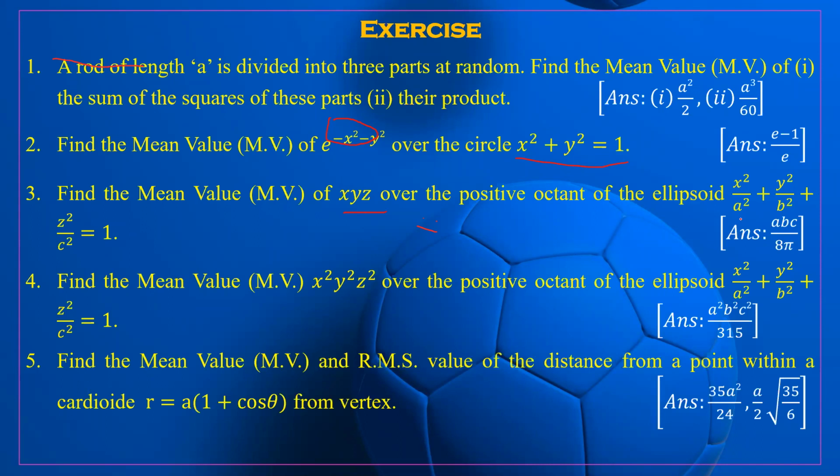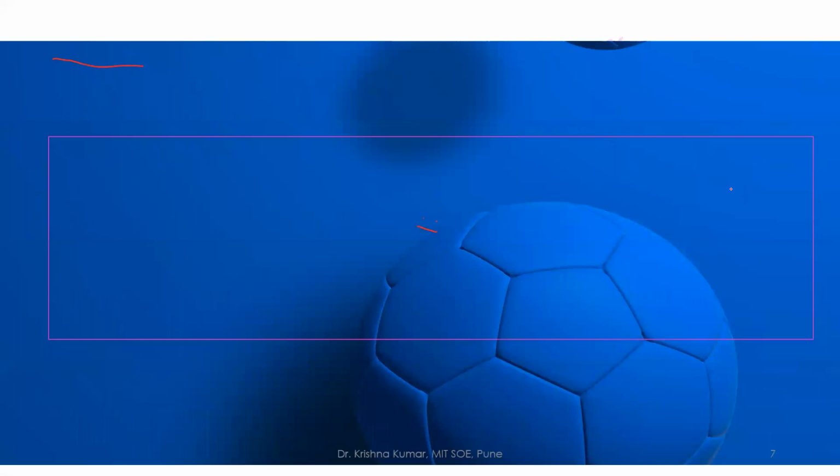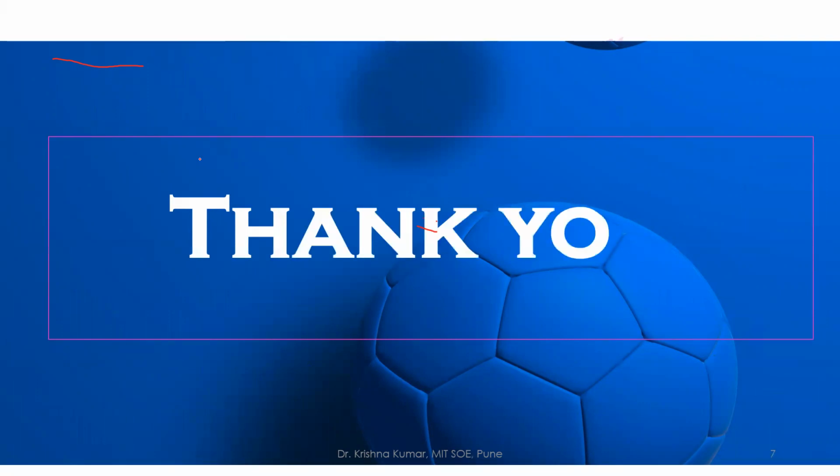Find the mean value and RMS value of the distance from its vertex to a point on the curve r equal to a times (1 plus cos theta). So in this manner, we are able to find the mean value of any function, any curve.